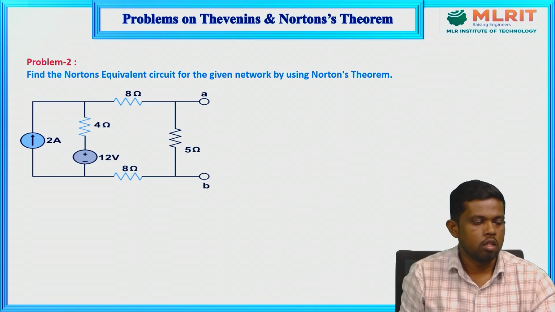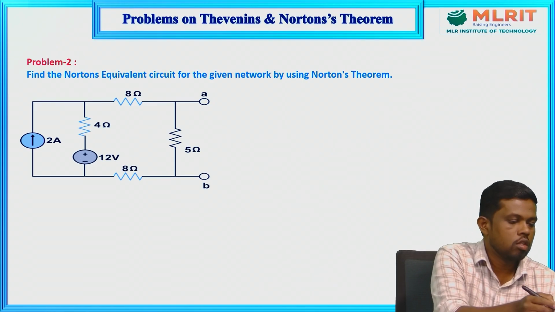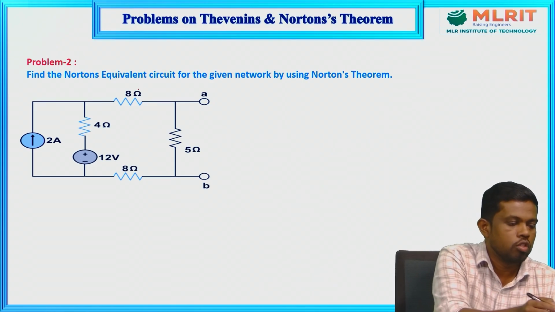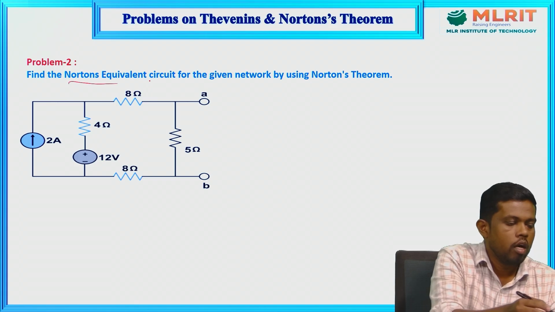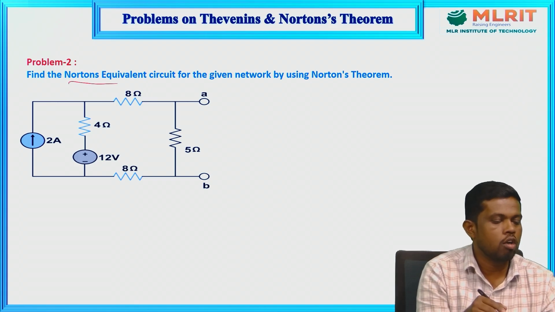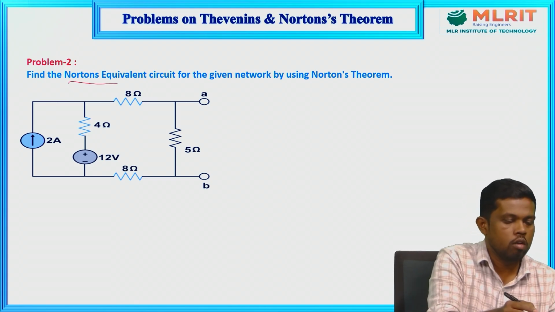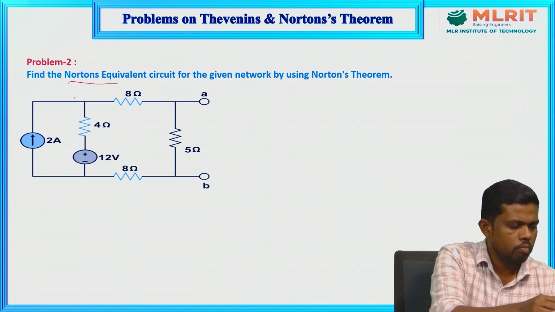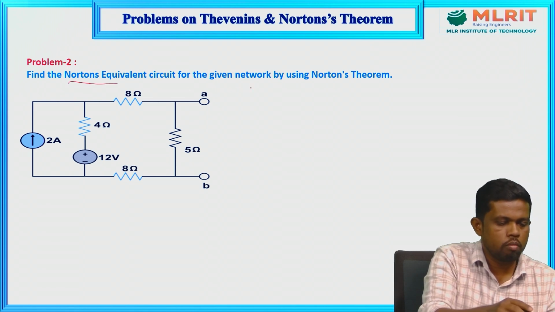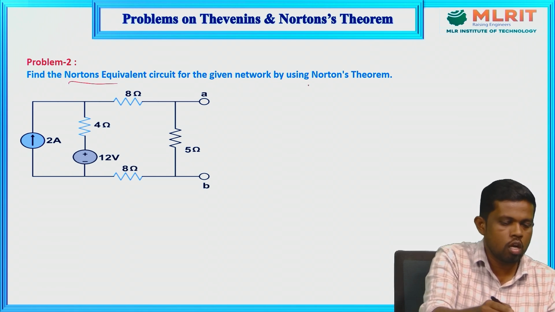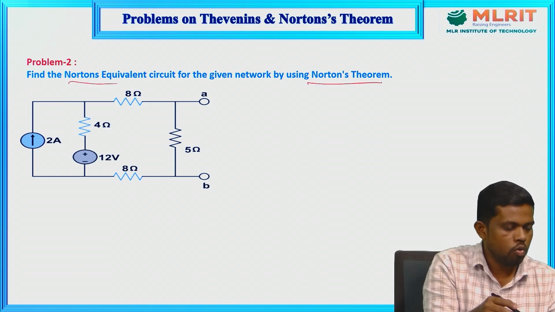Now the second problem, which we need to discuss, is based on Norton's theorem. This is the given network, and by using Norton's theorem we can get the current. In the question they clearly mention: find the Norton's equivalent circuit for the given circuit by using Norton's theorem. So we need to get only the Norton's equivalent circuit.